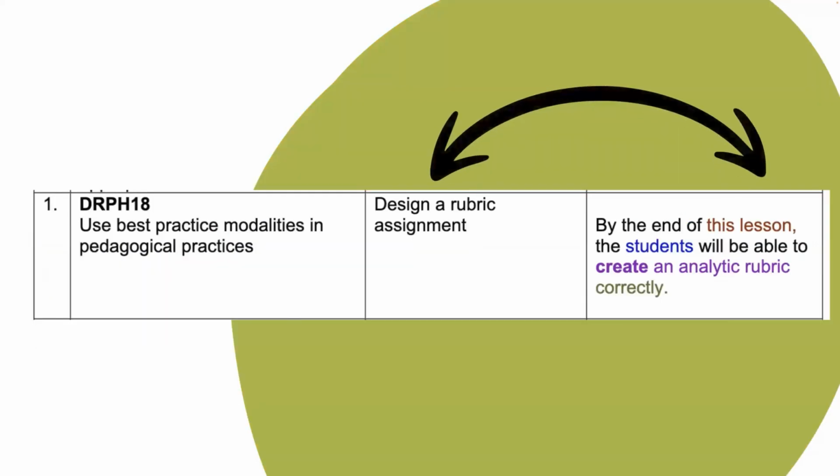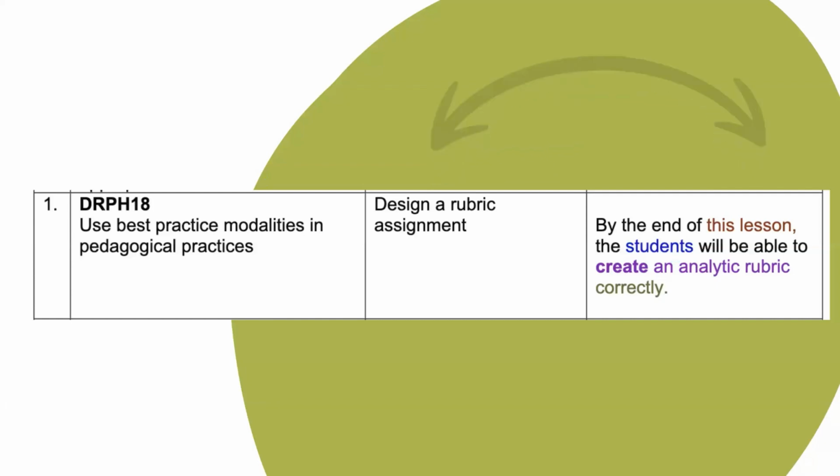All right, and so our next one is a DRPH CEF competency. And so we're going to start over here with our assignment. So our students are going to design a rubric. It's an assignment. They have to do this after creating content and so that they can grade an assessment. And so here is our learning objective. By the end of this lesson, the students will be able to create an analytic rubric correctly. So we know that we can measure this assignment where they design a rubric. Are they creating it correctly? So we can measure it with this learning objective.